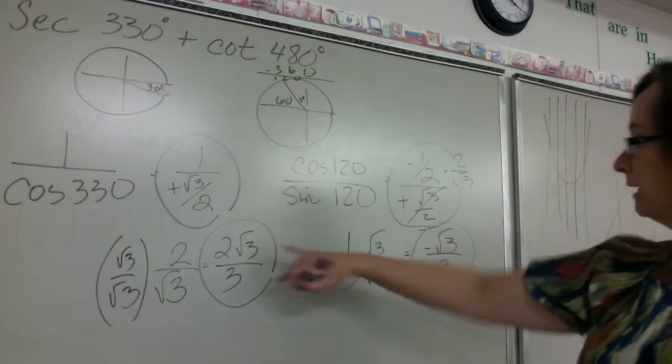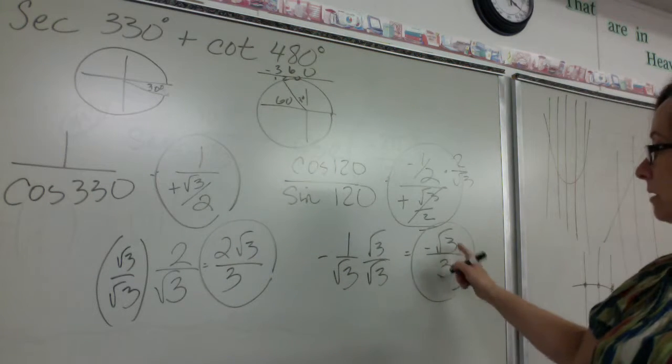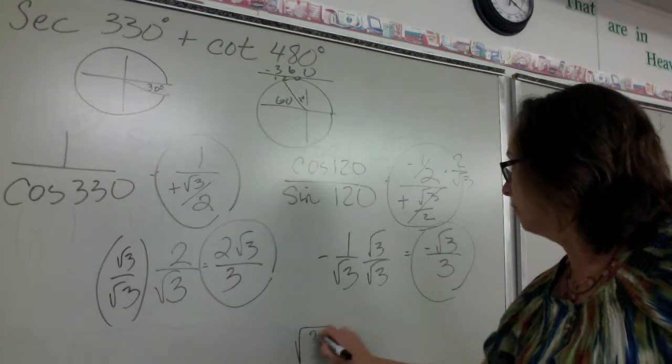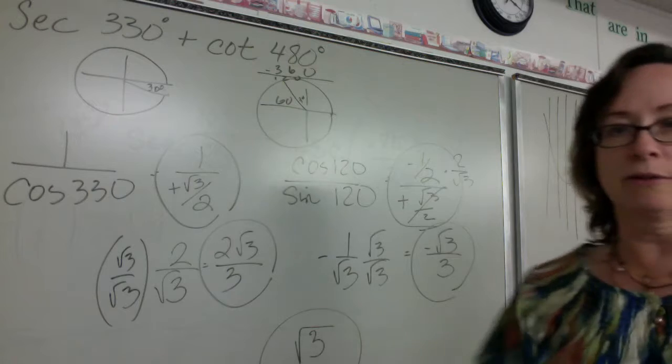I have a positive and a negative, so when I simplify, 2 square root of 3 minus 1 square root of 3 is going to be just square root of 3 over 3. And there's my answer for the first problem.